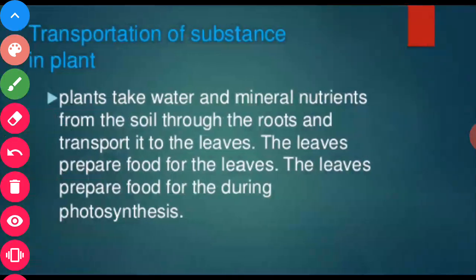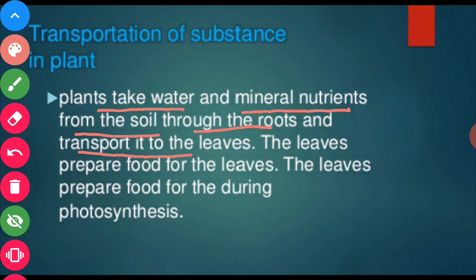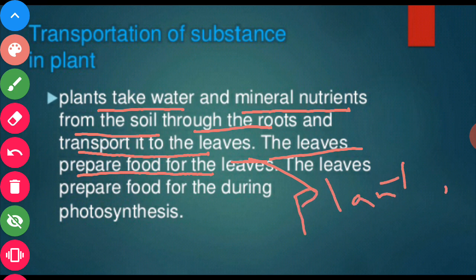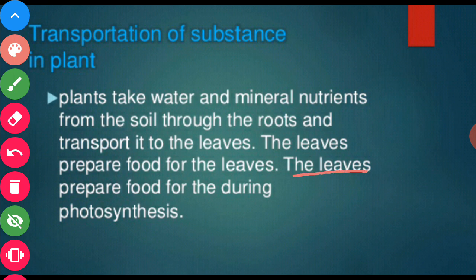Transportation of substances in plants. Plants take water and mineral nutrients from the soil through the roots and transport them to the leaves. The leaves prepare food for the plants during photosynthesis. We know that photosynthesis is the process by which plants make their own food in the presence of sunlight and chlorophyll using carbon dioxide and water. That water is transported from soil to the leaves through xylem.